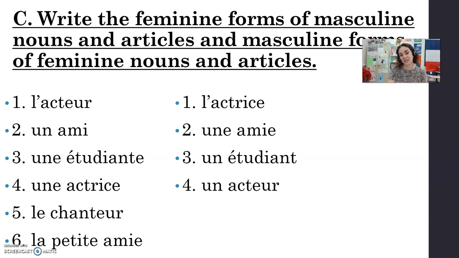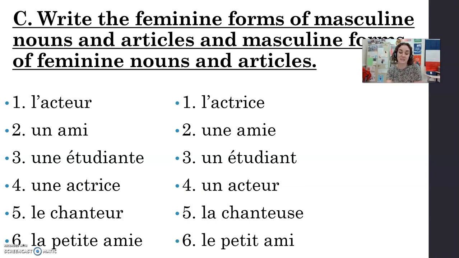Le chanteur is a male singer. La chanteuse is a female singer. Now, how are you supposed to know all of these? Practice. They were on your Quizlet to review. These are words that I want you to get to know. Finally, la petite amie is the girlfriend. Make them all masculine. Le petit ami is the boyfriend.